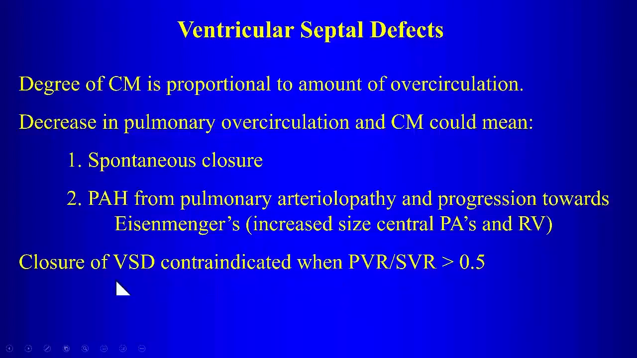Now, closure of a ventricular septal defect is contraindicated when your pulmonary vascular resistance gets above a certain amount. So if that ratio of pulmonary vascular resistance to systemic vascular resistance is greater than 0.5, then closing the VSD is contraindicated. Why is that? Anybody? What happens to the right heart? And? Why does it fail?